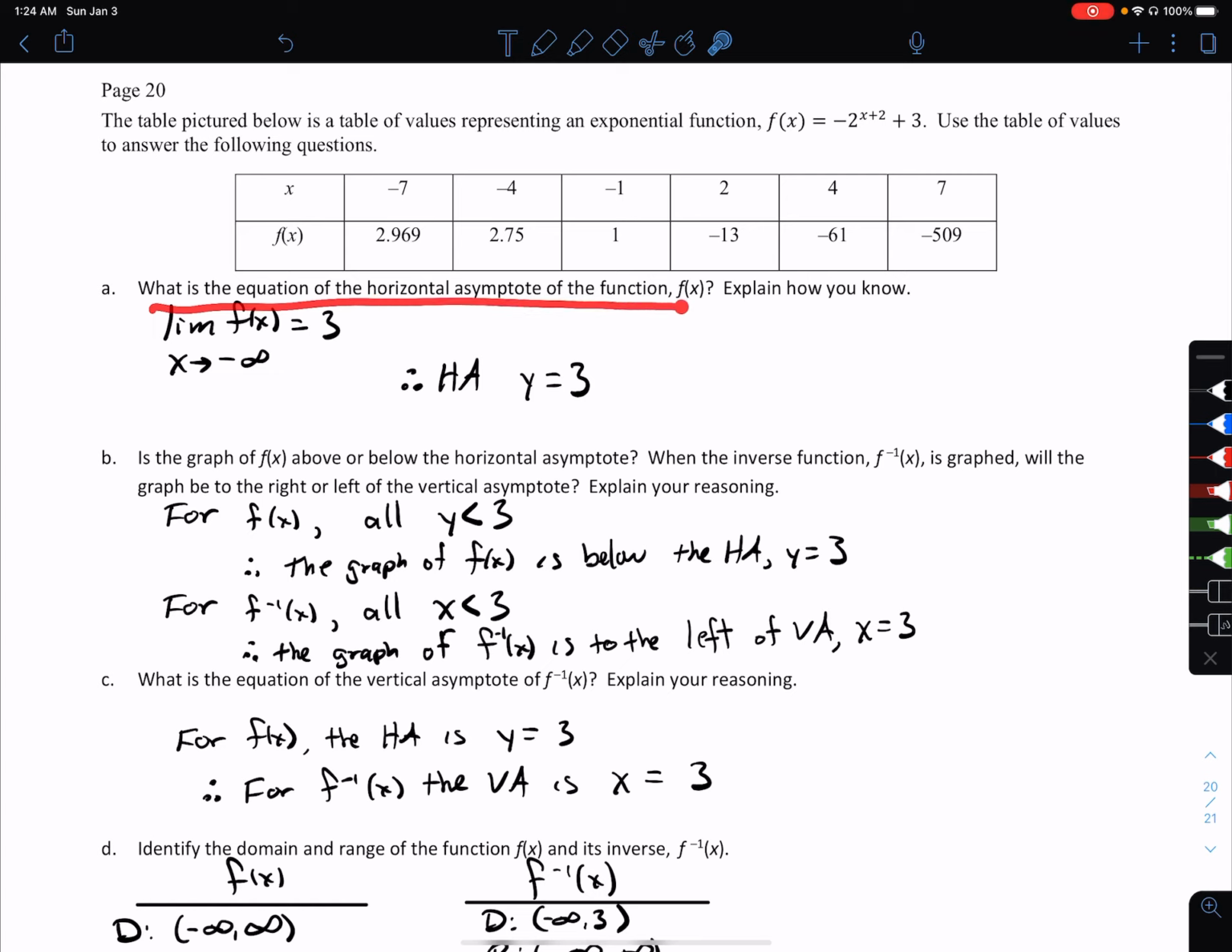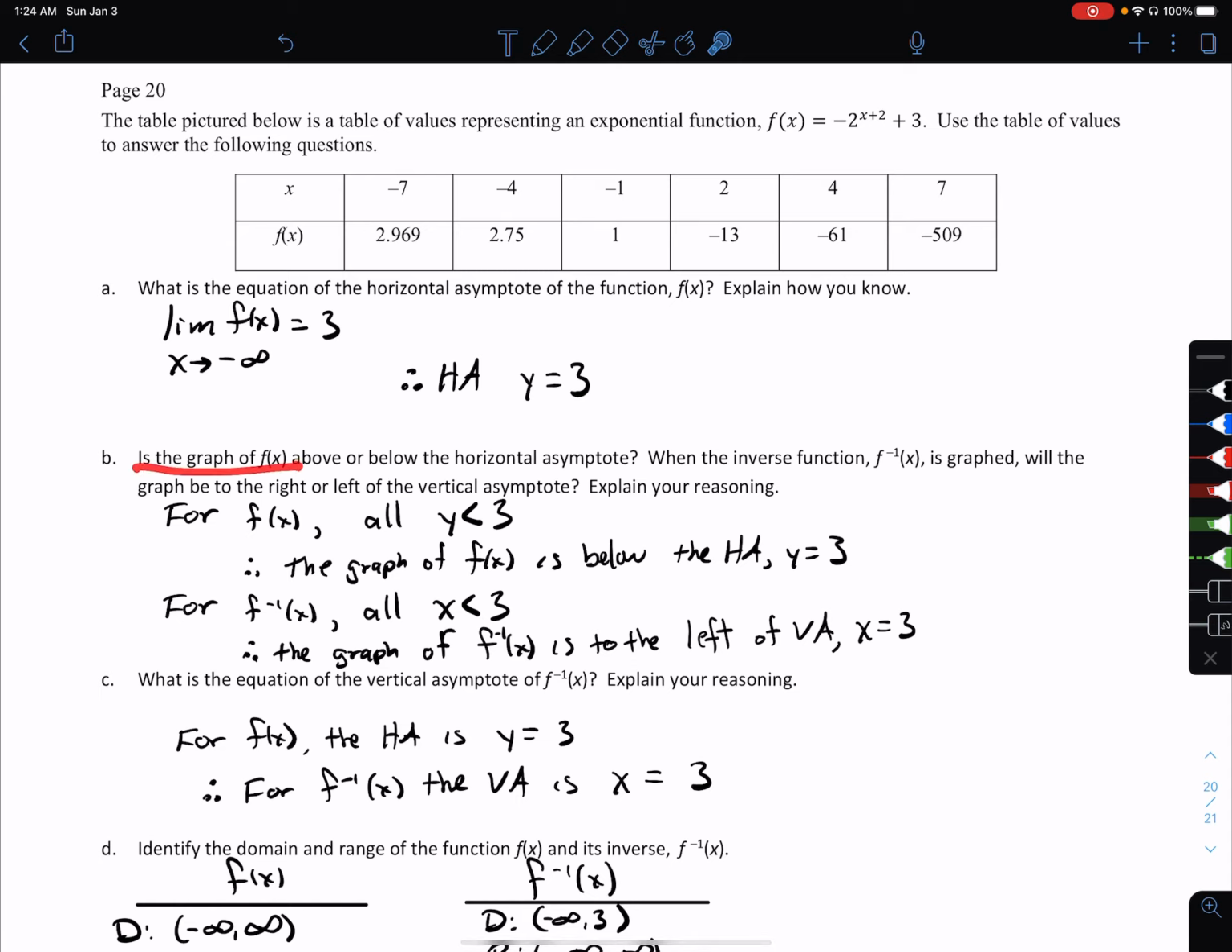What's the equation of the horizontal asymptote? Well, it looks like if we move to the left, these y values are getting closer to 3. So I'm saying the limit of f of x equals 3 as x approaches negative infinity. Therefore, there's a horizontal asymptote of 3.